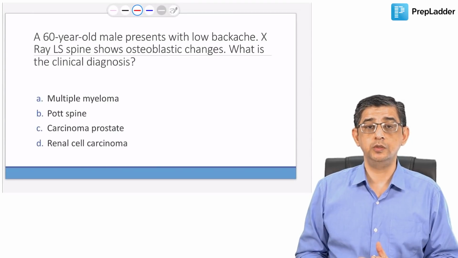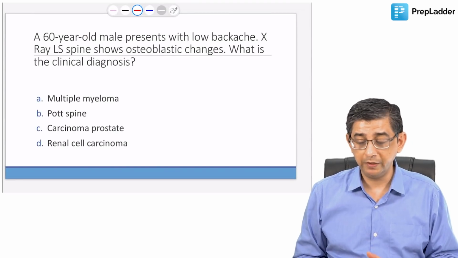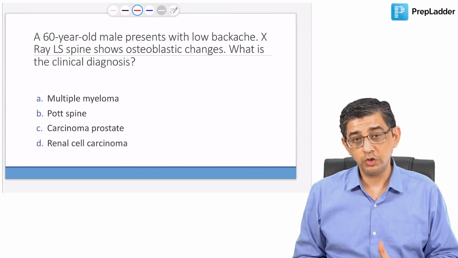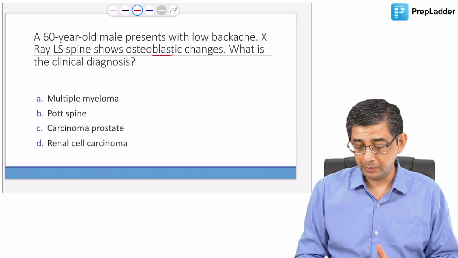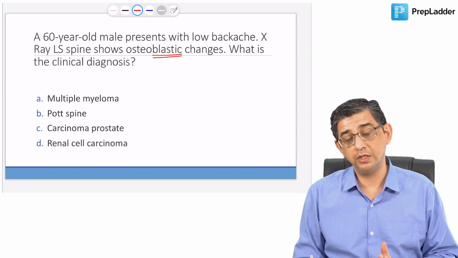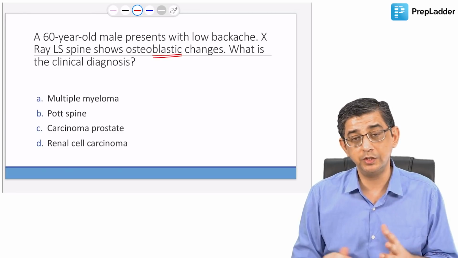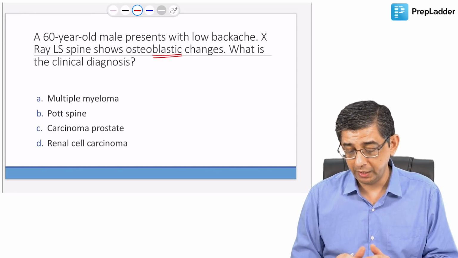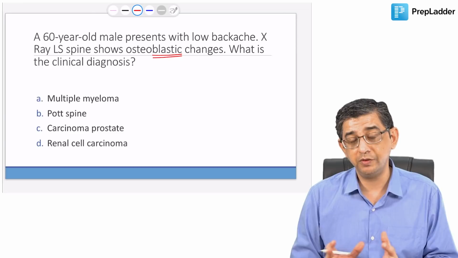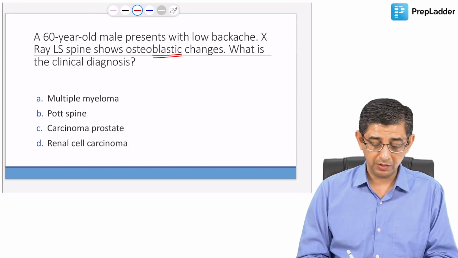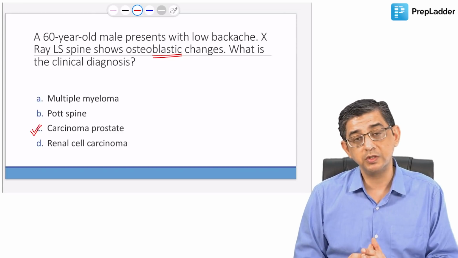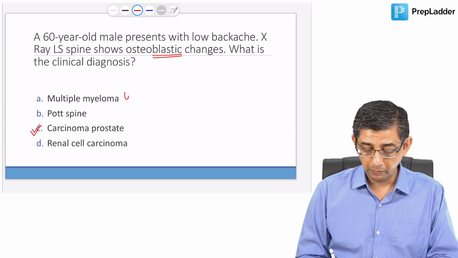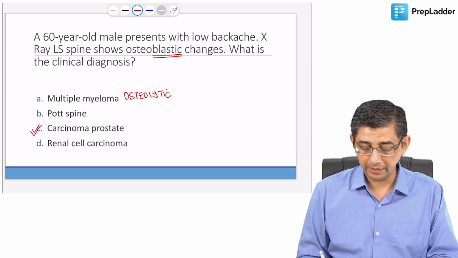The next question talks about a 60-year-old male. He's presented with low backache. X-ray shows osteoblastic changes. Now, people who miss this word osteoblastic, you see, when you think about osteolytic, that's going to be multiple myeloma. But it was osteoblastic changes, so it's definitely not multiple myeloma. The answer in this case would be carcinoma prostate. When it comes to multiple myeloma, it will cause lytic lesions, so osteolytic.